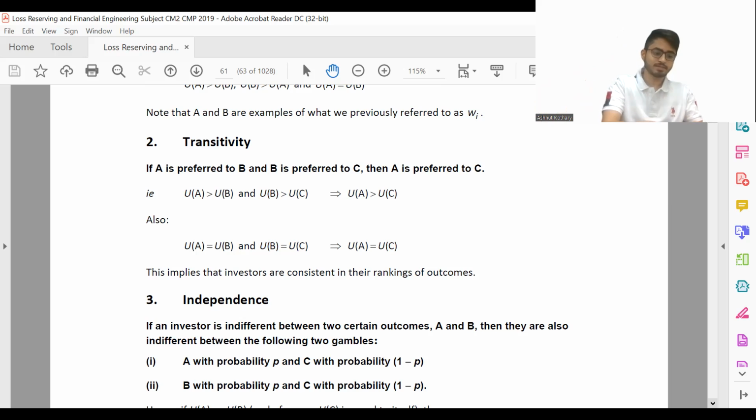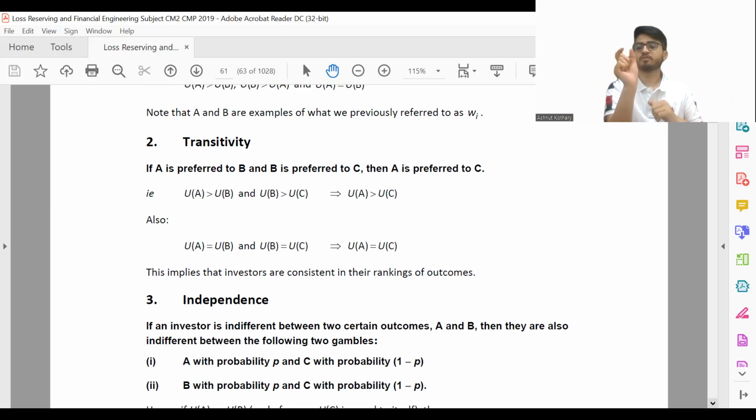This basically states that, again, if there are two certain outcomes, A and B, and suppose that you prefer A over B. Now, whatever combinations you make, let's say you bring another event C, and now you create a gamble out of A and C, and you create a gamble out of B and C with the same probabilities.